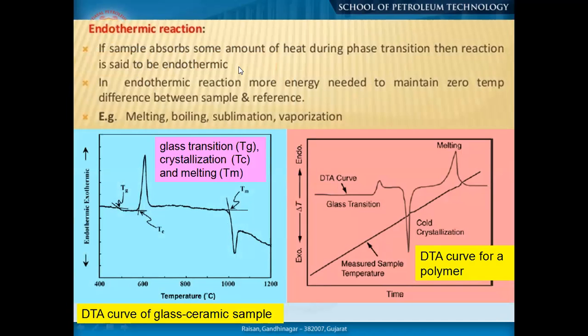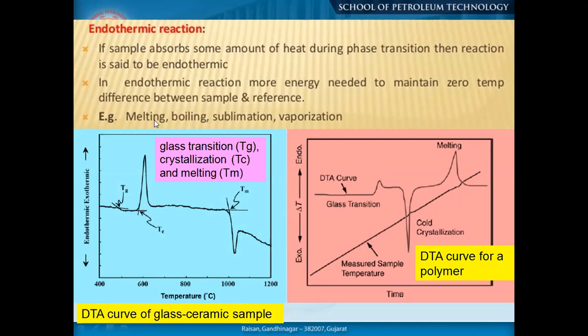Endothermic: if the sample absorbs some amount of heat during phase transition, then the reaction is said to be endothermic. Endo means the heat is being absorbed or taken. So there is a difference of heat. In an endothermic reaction, more energy is needed to maintain zero temperature difference between sample and reference. So it will take more heat, because you cannot measure it through temperature, but the internal system is changing. More internal heat is required to maintain the zero temperature difference between your sample and the reference.